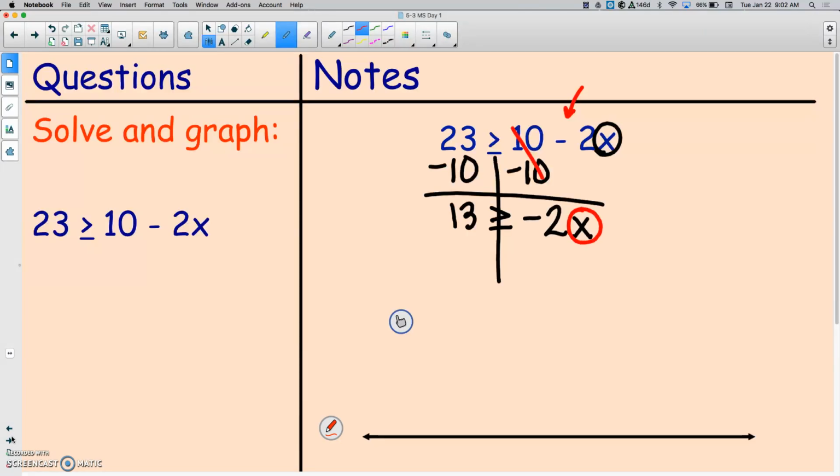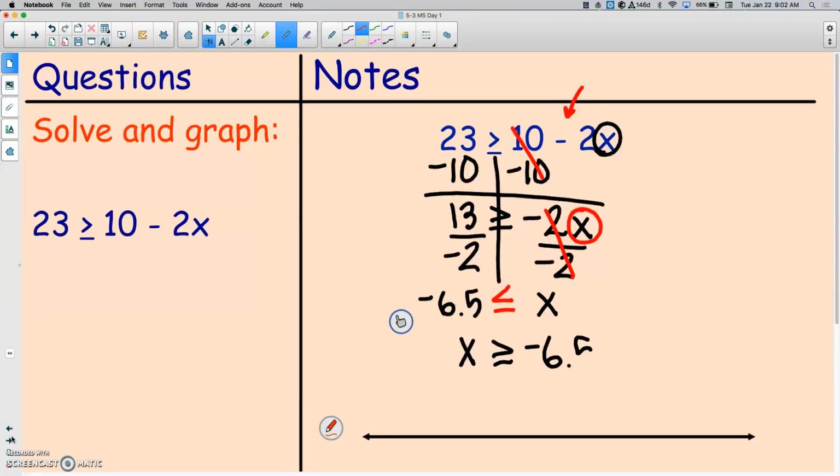Now my division step, I'm dividing by negative 2. That does switch my symbol. So dividing by negative 2 switches my symbol. 13 divided by negative 2 is negative 6.5. And before I draw my graph, I want to turn around this entire inequality so that my variable's on the correct side. Remember, you always want your variable on the left-hand side.